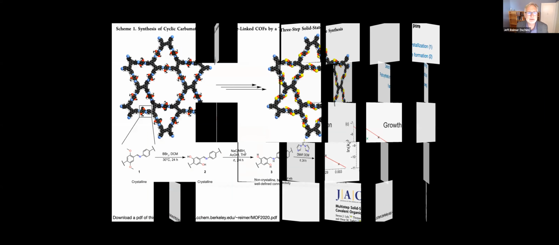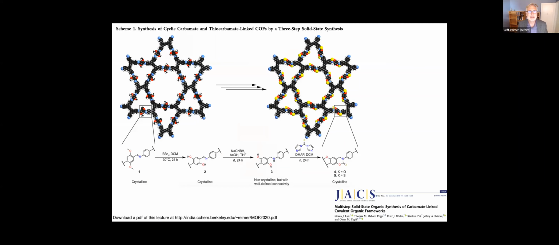In my group, working with Omar Yaghi, we became interested in chemical reactions in which we would transform a COF from one chemical structure to another. These are solid state reactions. So notice here, we're going to start with a crystalline COF. We're going to conduct three separate reactions to produce cyclic carbamate COFs. These reactions take place in the solid state. One of the products is not even crystalline, although it retains this well-defined connectivity. The question is, can I follow with solid state NMR the course of this reaction, just like you might do with liquid state NMR in an NMR tube?